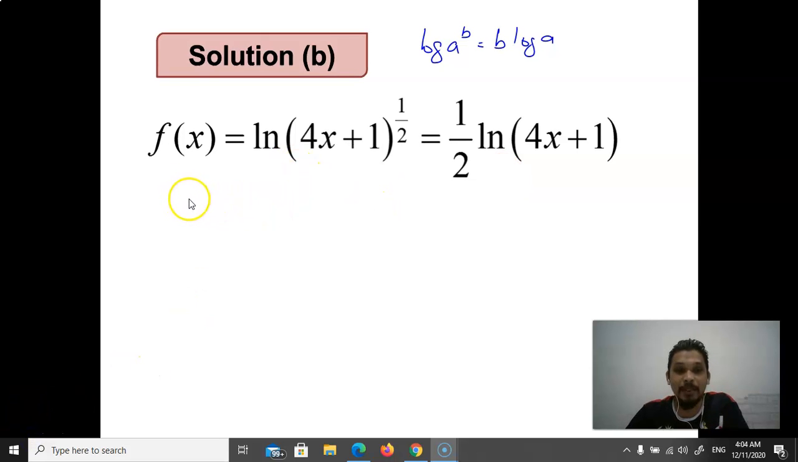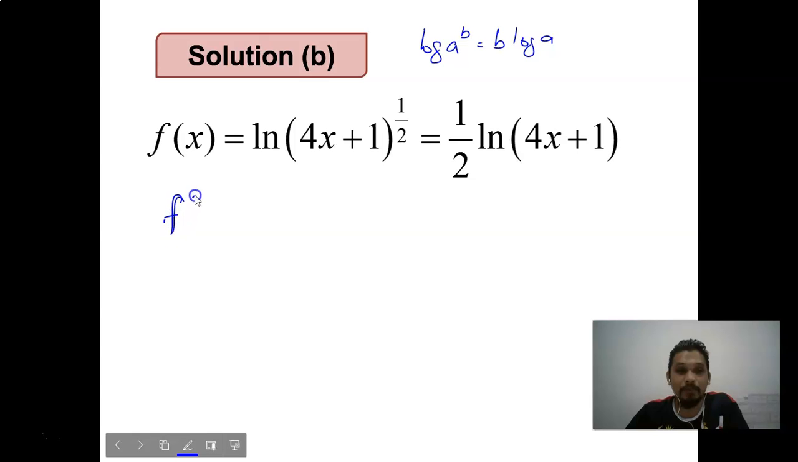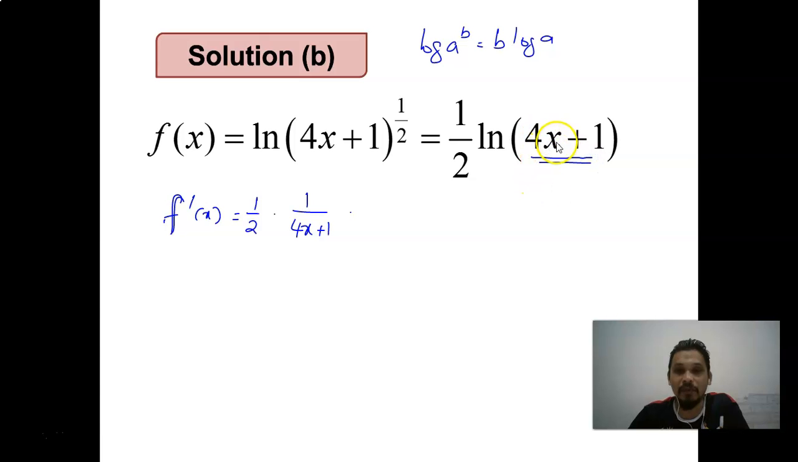Okay, let's begin now. f prime x equals, these are just a constant, 1 over 2. So we write it all again, then differentiate ln (4x plus 1). Differentiating ln gives you 1 over 4x plus 1. And don't forget to differentiate the function inside here. Differentiate 4x plus 1 equals 4. So 4 divided by 2 equals 2, then it is 2 divided by 4x plus 1.